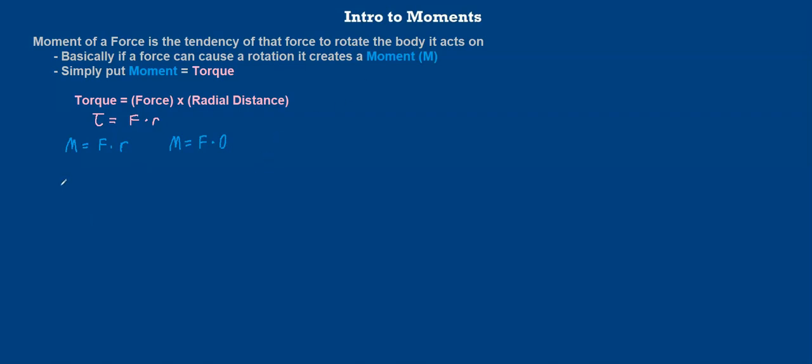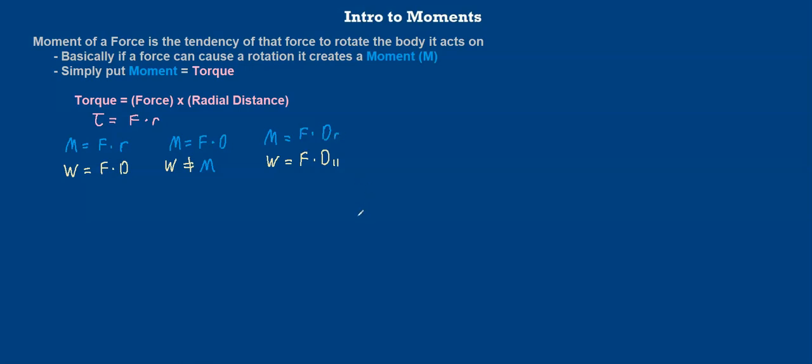But the problem with writing it this way is this is also the formula for work. Work equals force times distance. And as we learned when we were learning about mechanical advantage, work does not necessarily equal torque. Therefore, it does not necessarily equal the moment. And so the way we would differentiate those two is we would say the work is equal to a force multiplied by the distance it travels parallel to the force applied, whereas the moment is equal to the force times its radial distance, or distance radius.